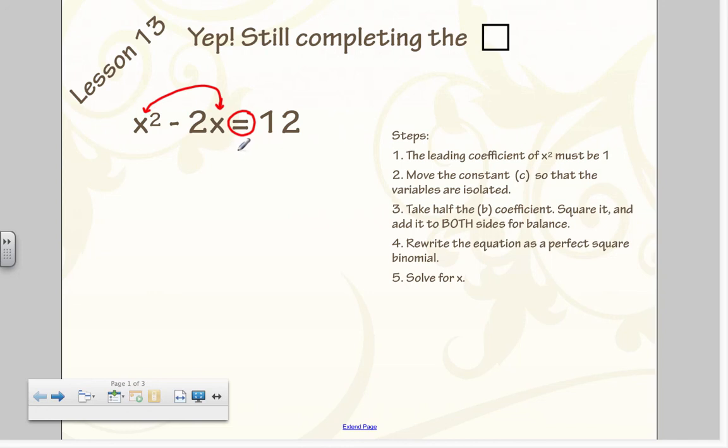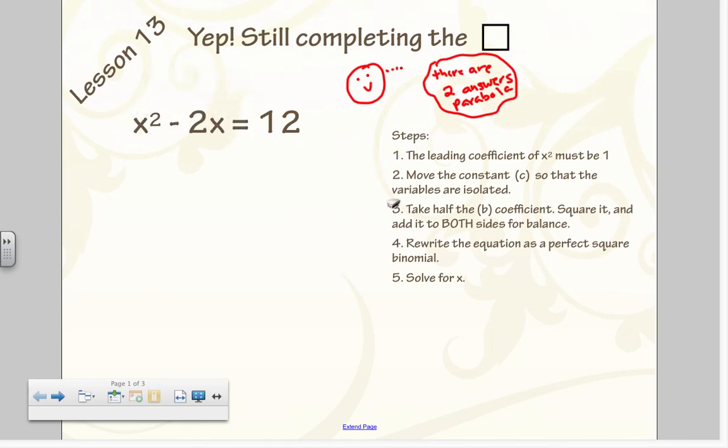Now the first thing you should see here is that x is being squared. So here you are, and here's your brain and your little thought bubble, and you should be thinking there are two answers because of the squared. And then because it's a square, you should think quadratic, parabola. How do I solve a parabola? Oh, we complete the square. So if I were to follow my steps, 1, we learned that the leading coefficient must always be a 1.